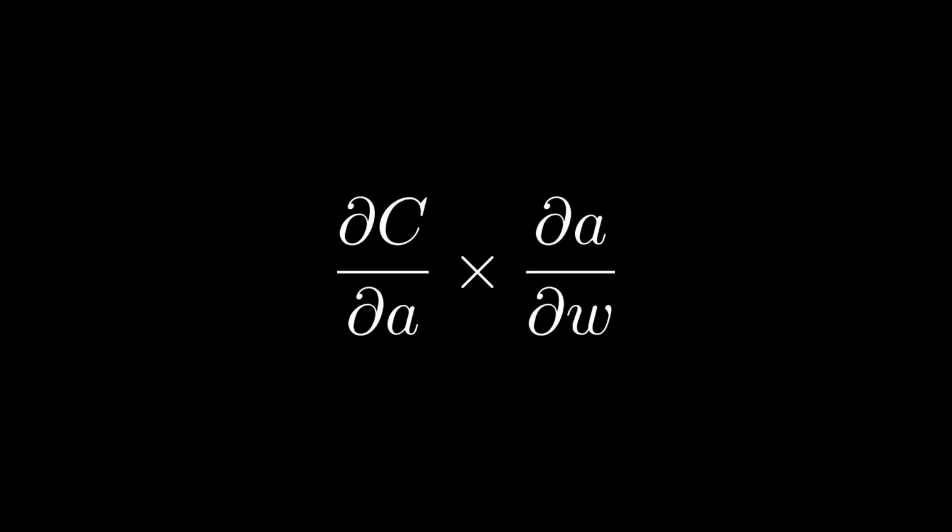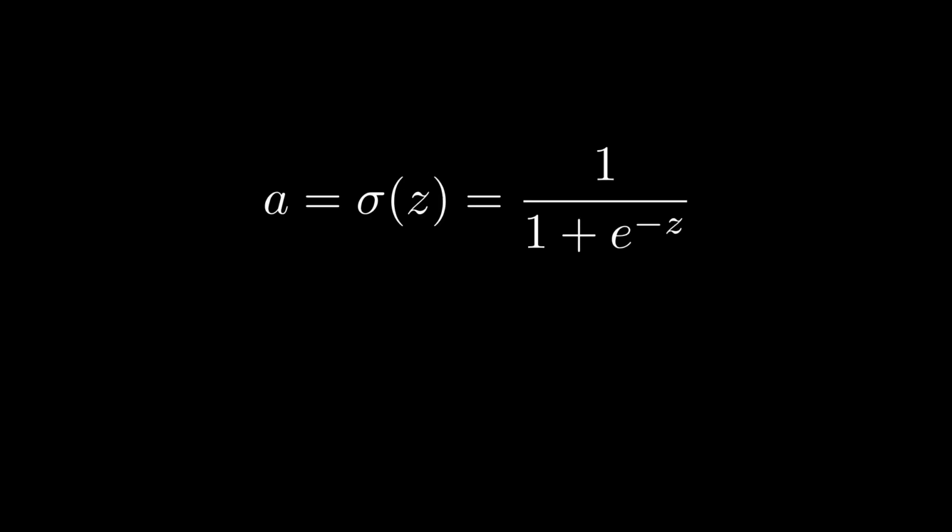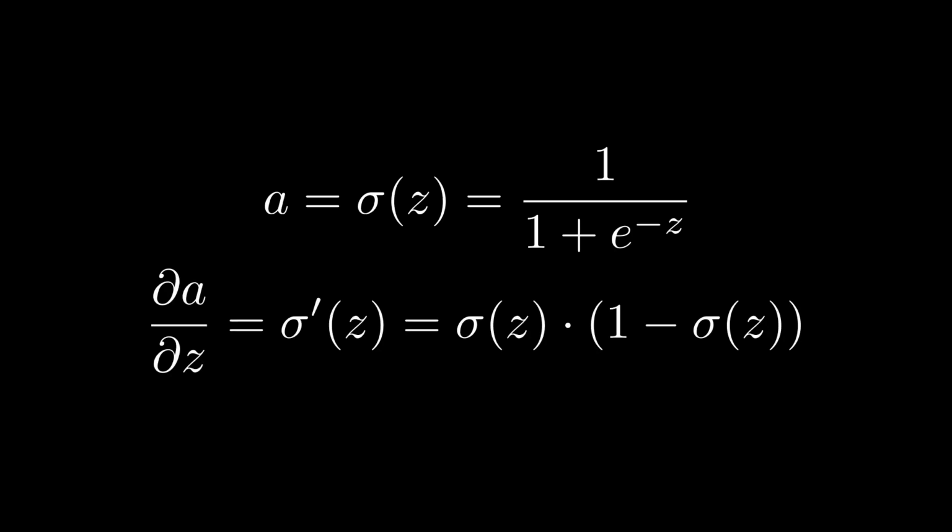dC over dA is pretty easy to compute. dA over dW, on the other hand, seems a bit more complicated. So maybe we can split that even more. How about using dz over there? dA over dz seems scary, but we use the sigmoid activation. And if we Google search what the derivative of that is, it looks really simple.